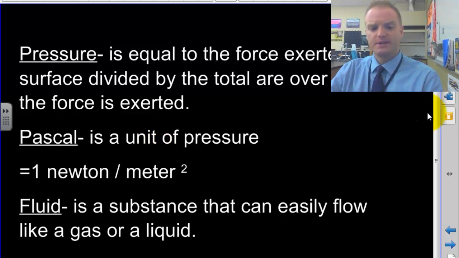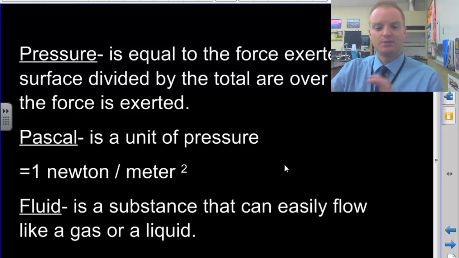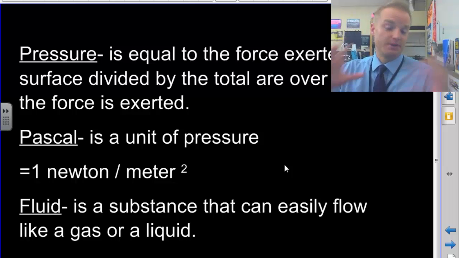So a fluid is a substance that can easily flow, like a gas or a liquid. Anything that can kind of flow, liquids, gases, anything that takes up the space that they're enclosed in. So no matter what kind of bowl or cup or glass you put water or liquid in, it's going to take that shape. Gases will fill any space you give them. So anything that can kind of flow is the idea of a fluid.